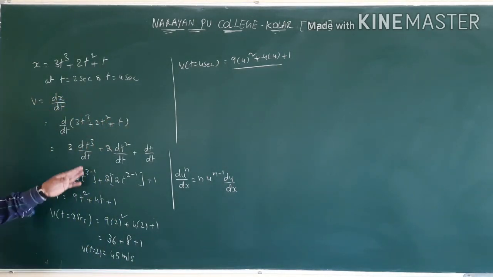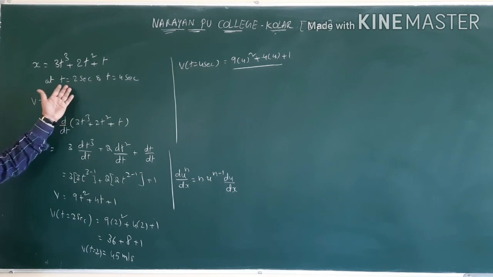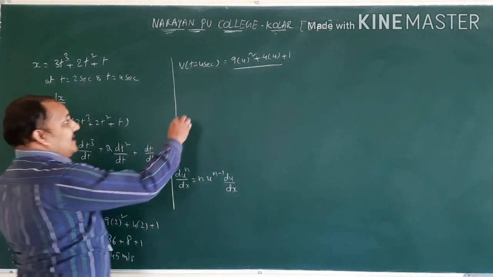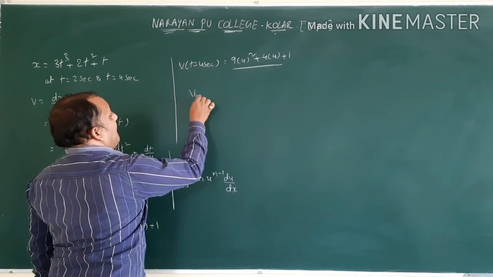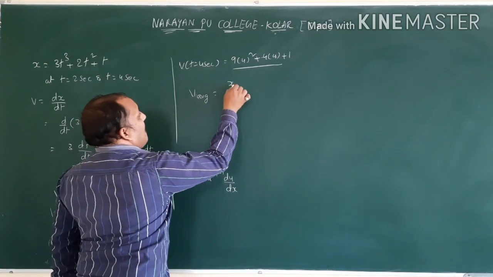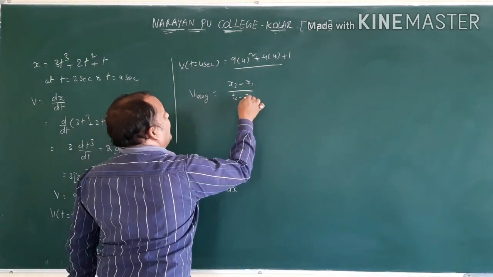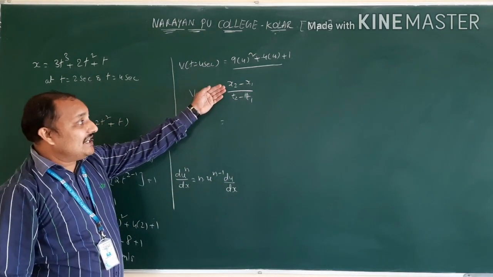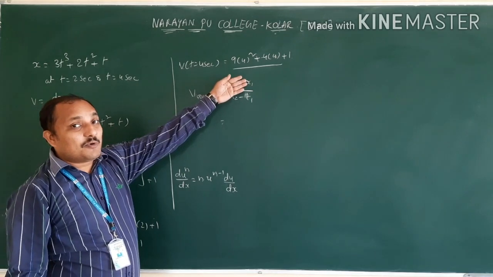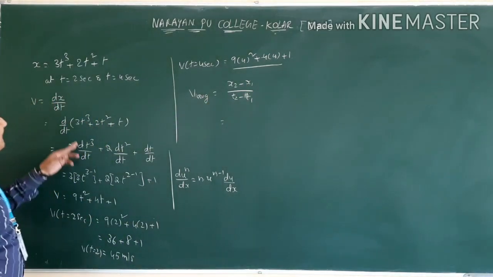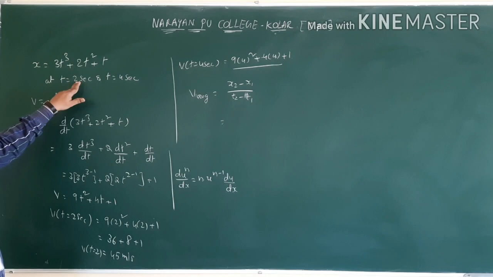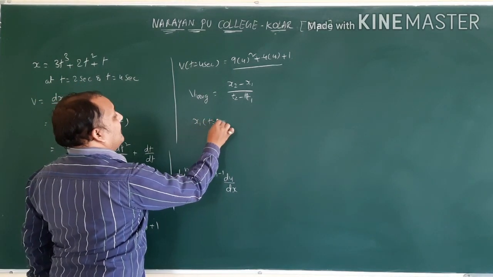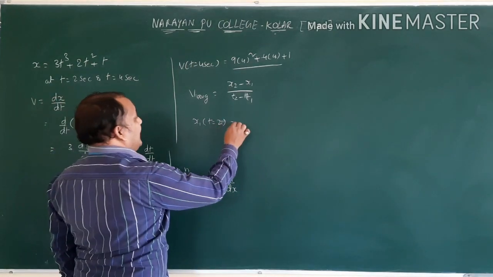I told you to find average velocity or average speed between time t equal to 2 seconds to 4 seconds. Just I am writing the formula. So V average is equal to x2 minus x1 by t2 minus t1. What is x2? Position at time t2. What is x1? Position at time t1. First time they gave 2 seconds.